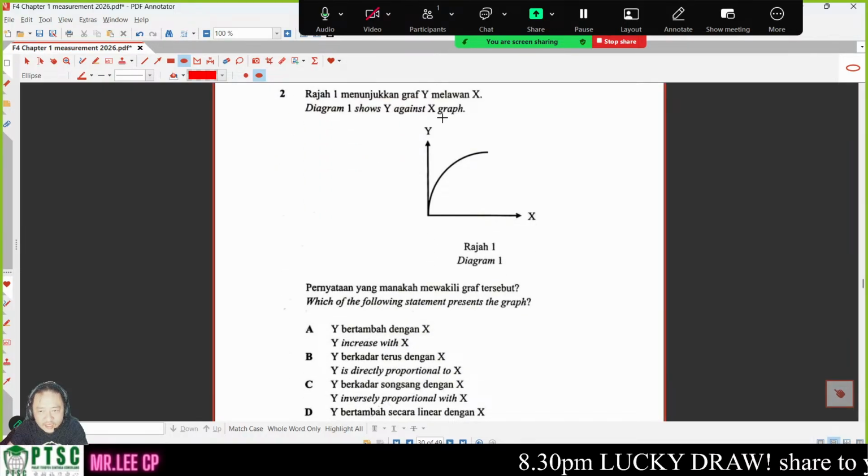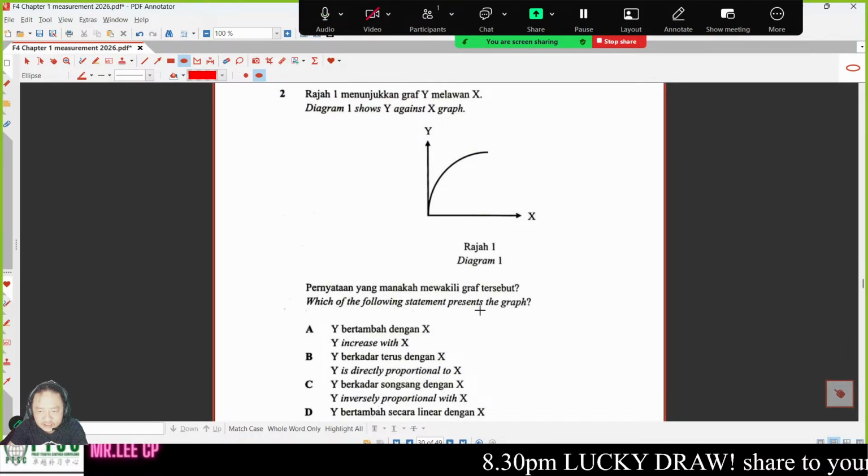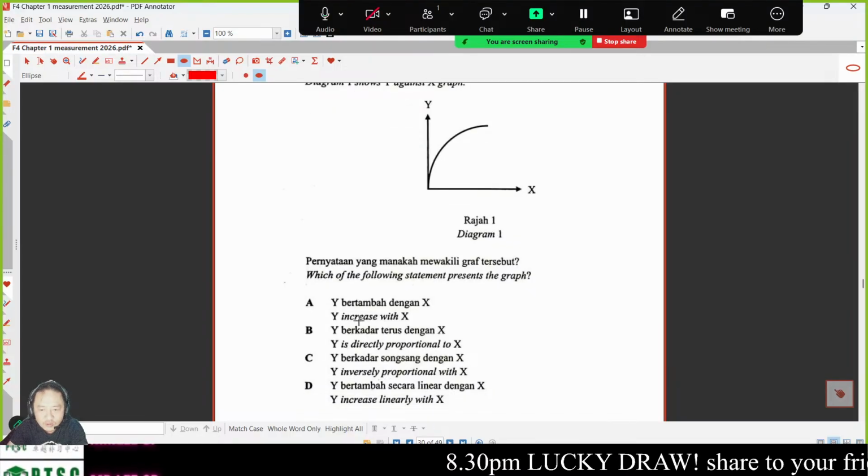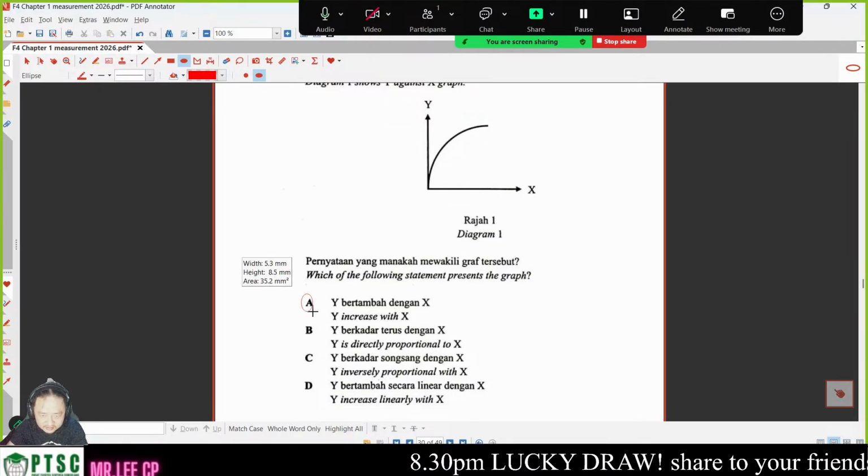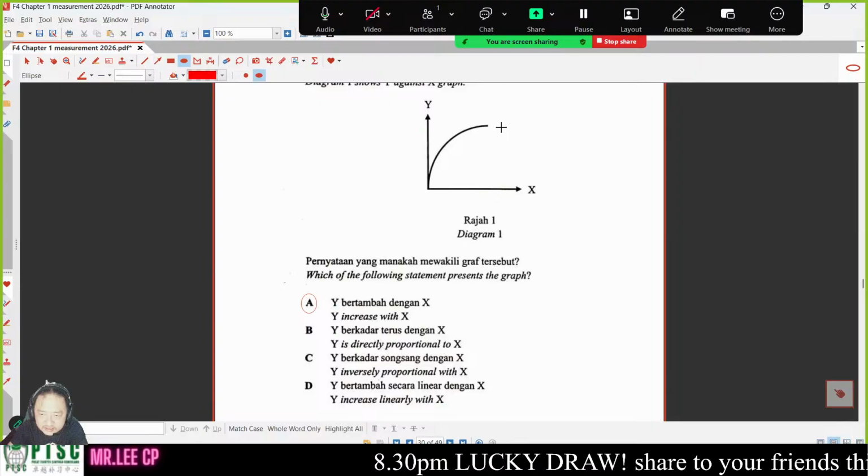Diagram 1 shows Y against X. What does the graph represent? So, Y is increasing with X, yes. So this one is Y is increasing with X.